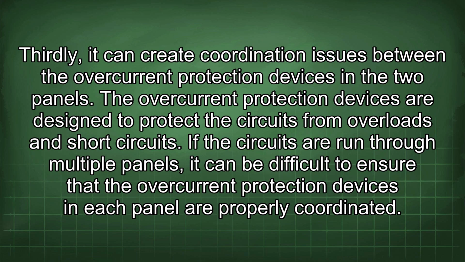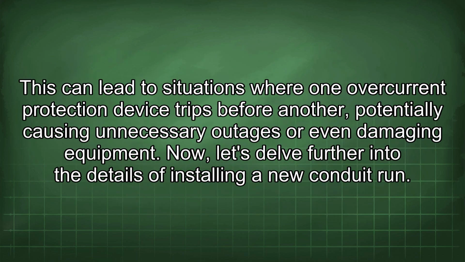Thirdly, it can create coordination issues between the overcurrent protection devices in the two panels. The overcurrent protection devices are designed to protect the circuits from overloads and short circuits. If the circuits are run through multiple panels, it can be difficult to ensure that the overcurrent protection devices in each panel are properly coordinated. This can lead to situations where one overcurrent protection device trips before another, potentially causing unnecessary outages or even damaging equipment.